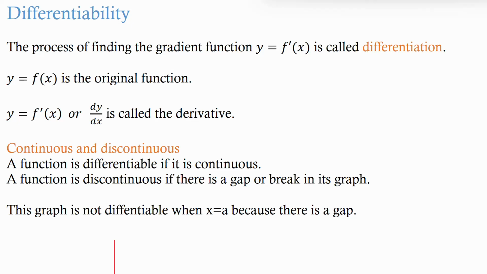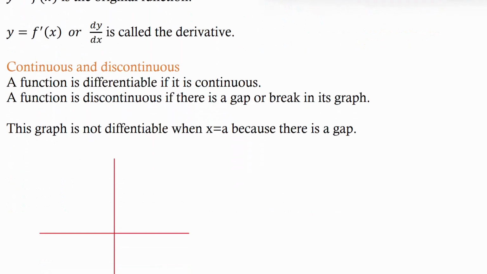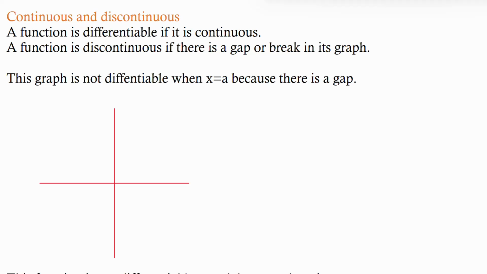Okay, and we'll go into covering how to find the derivative in another video. This is just talking about differentiability. For something to be able to be differentiated, it needs to be continuous. It cannot be discontinuous. So again, a function is differentiable if it is continuous, and it's not if it's discontinuous, which means there's a break or a gap in the graph somewhere.